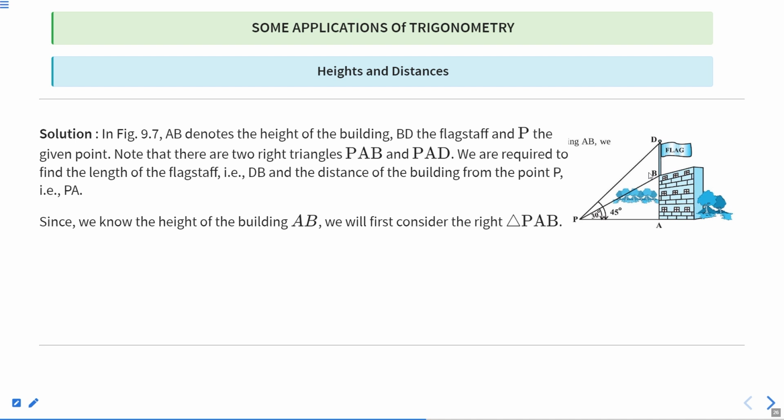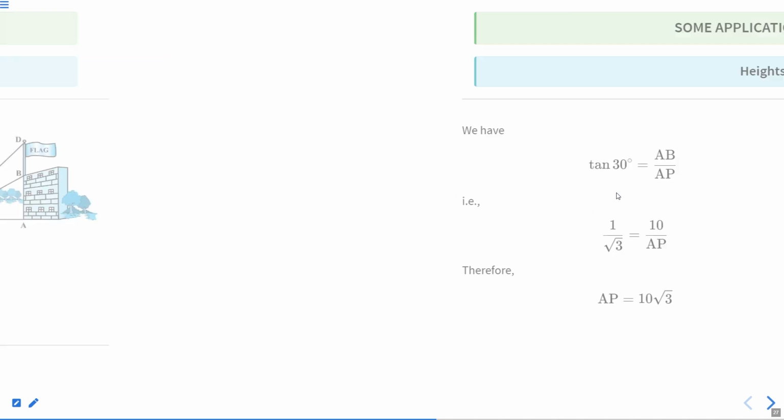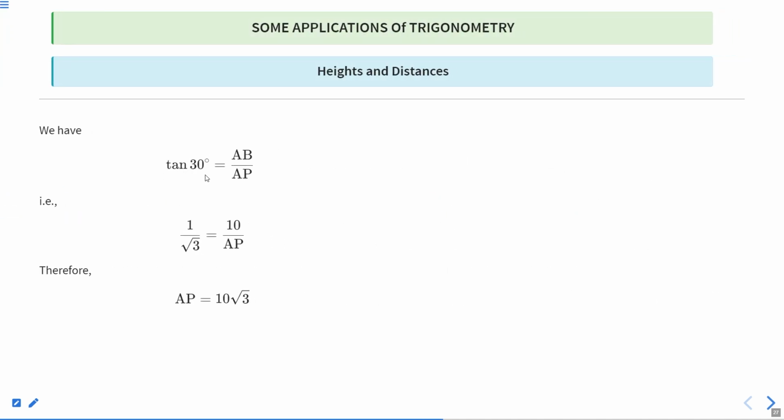Since we know the height of the building AB, we will first consider the right triangle PAB. From this right angle we consider the trigonometric ratio tan. So tan 30 degrees is equal to AB by AP, and here we are given the height of the building is equal to 10. So 1 by root 3 is equal to 10 by AP, and therefore AP is equal to 10 root 3.